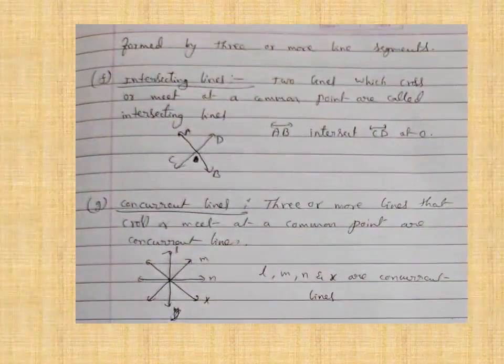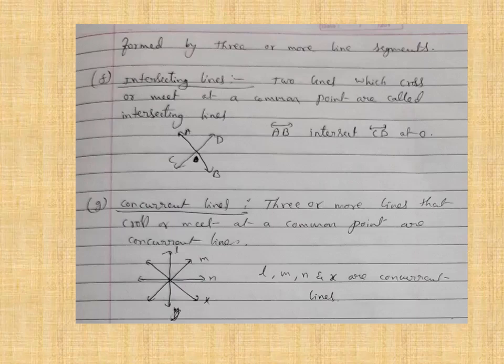Intersecting lines. Two lines which cross or meet at a common point are called intersecting lines. In intersecting lines, the opposite angles are known as vertically opposite angles, and vertically opposite angles are always equal. AB intersects CD at O. Here, angle AOD is equal to angle COB. They are vertically opposite angles.